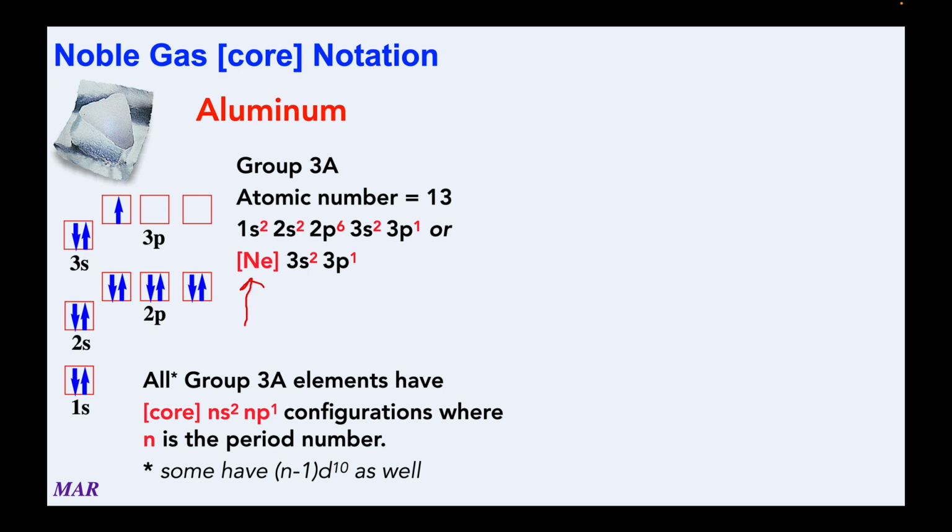They'll have some kind of noble gas core, and depending on their period number, they'll have ns2, np1 electrons. Some of them will have d's. We'll talk about that in a second, but it's kind of cool. And the reason why these all have the same pattern is why they all kind of react the same. And this is something we'll build on in later lectures too.